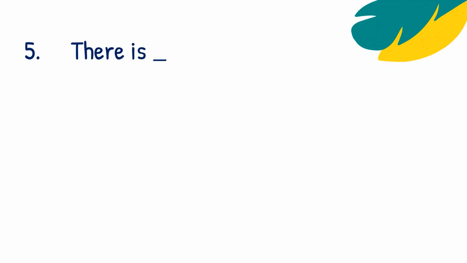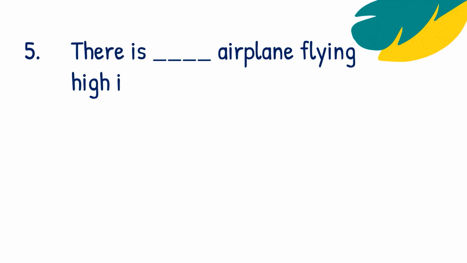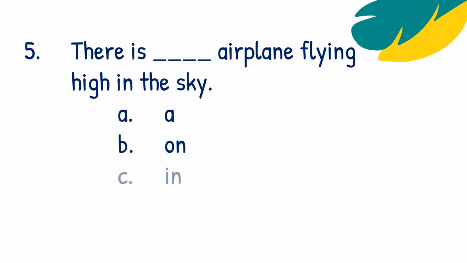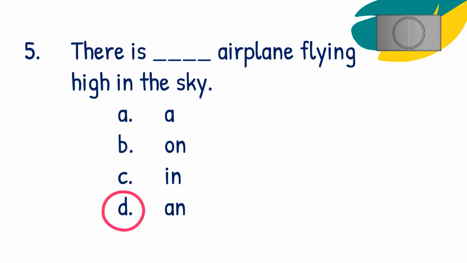Number 5. There is blank airplane flying high in the sky. A. A, B. On, C. In, D. An. And the correct answer is letter D. An. There is an airplane flying high in the sky.